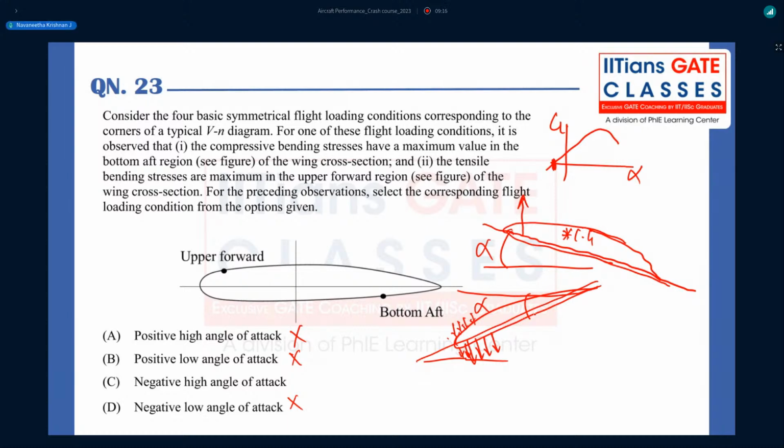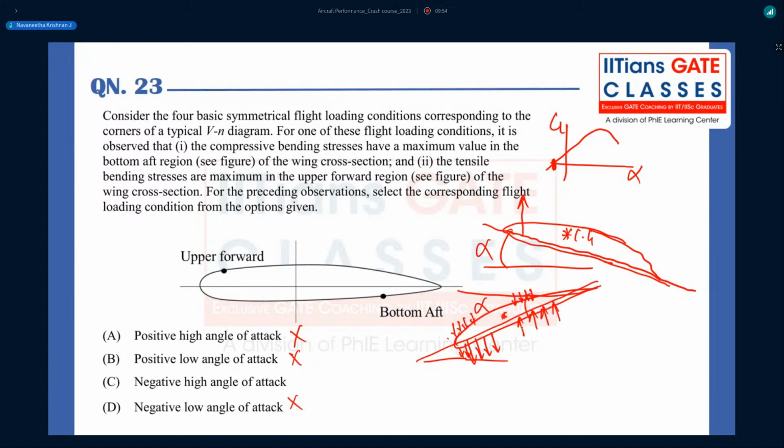If you see the rear regions, there will also be a small amount of compression. So in this region, there will be a tensile force on the bottom region. So about the CG, if you see somewhere here, this will undergo a tensile force, this will undergo a compressive force, and this will undergo a tensile force.